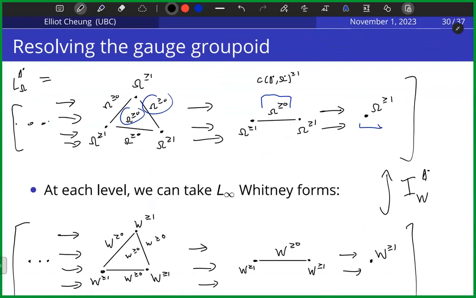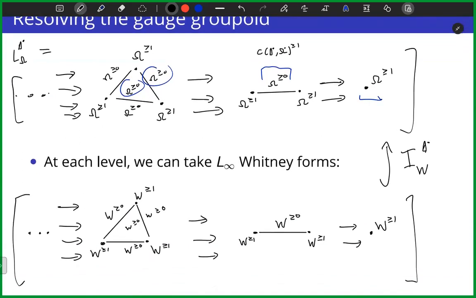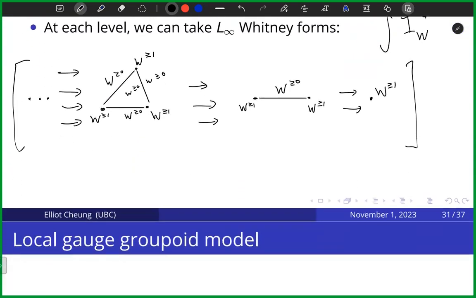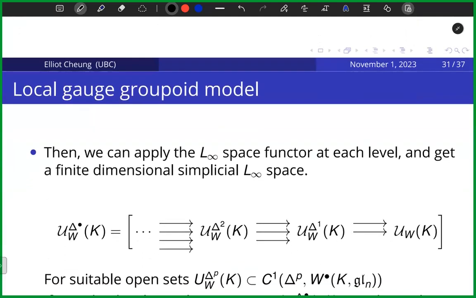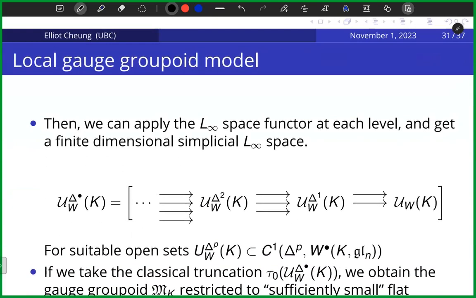Now we can take this Whitney inclusion map on each simplicial level. So the Whitney version of this cochain algebra looks like this. Just Whitney forms instead of differential forms. And then we take the L infinity space functor at each level and get this simplicial L infinity space where you've picked suitable open sets.